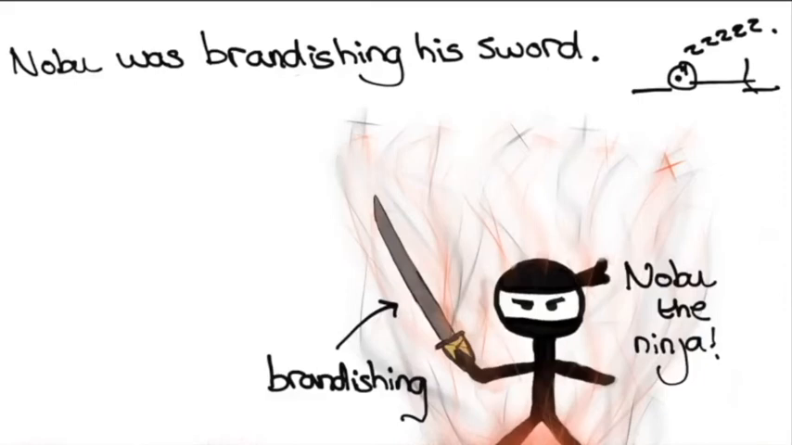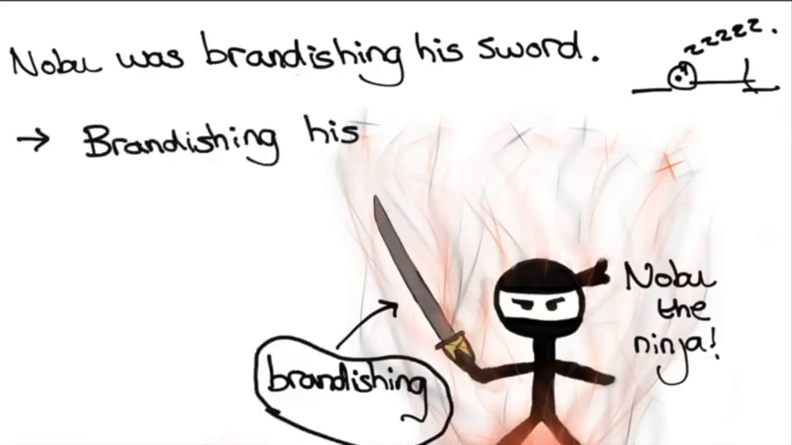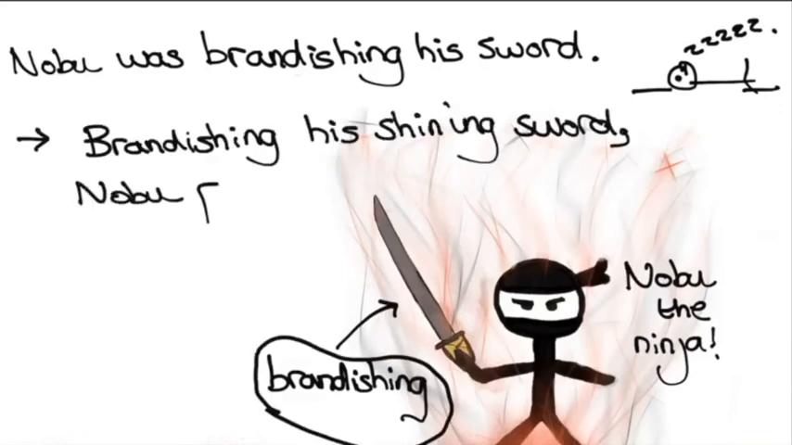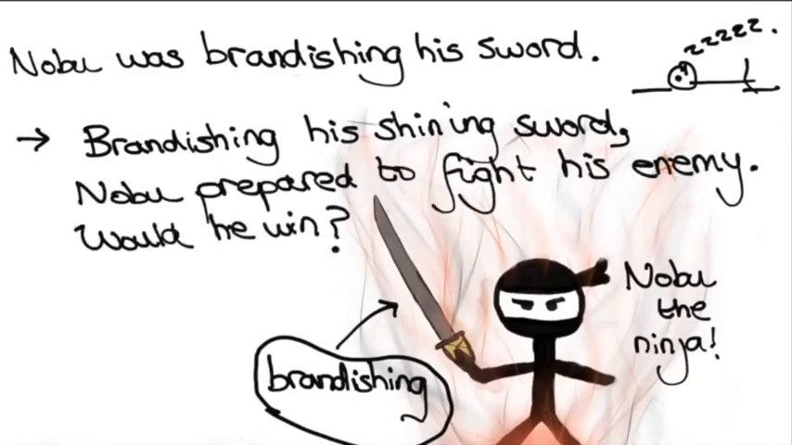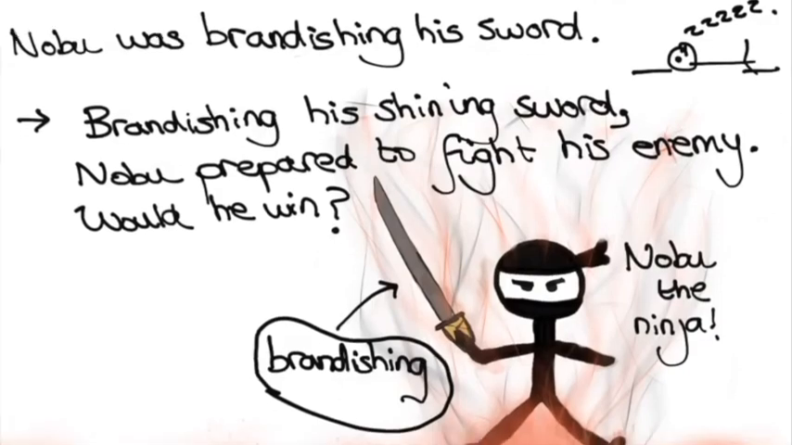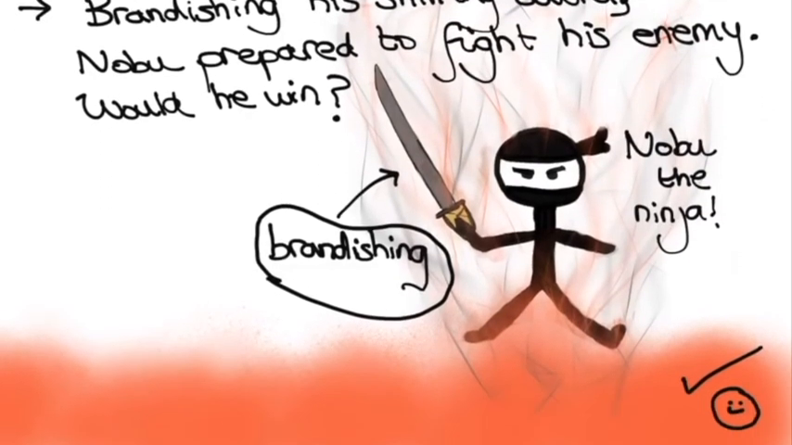We don't want that because it doesn't show the power in the character's stance. It doesn't show the expression in his eyes. It doesn't show that his sword is ready. So here we go with something better. Brandishing his shining sword, Nobu prepared to fight his enemies. Would he win? Now I think that's much better. Do you agree?